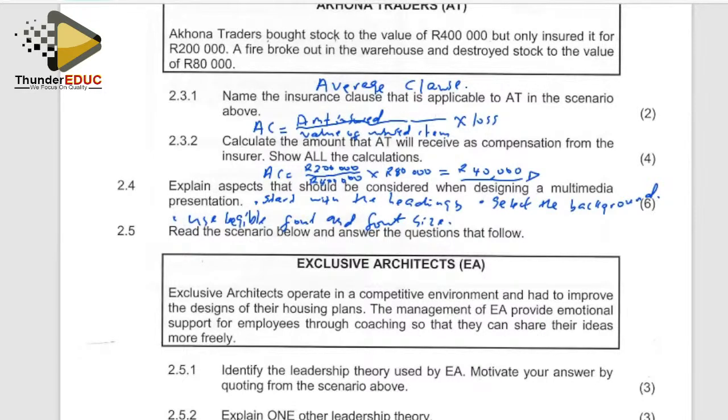So now in this regard, if you check, we have sentence 1 and sentence 2. Okay, right. So now if you check, it says the management of EA provide emotional support for employees through coaching so that they can share their ideas more freely. So this is going to be transformational theory. So now when you quote sentence 2, you write sentence 2 in full. So that's how you answer this particular type of question.